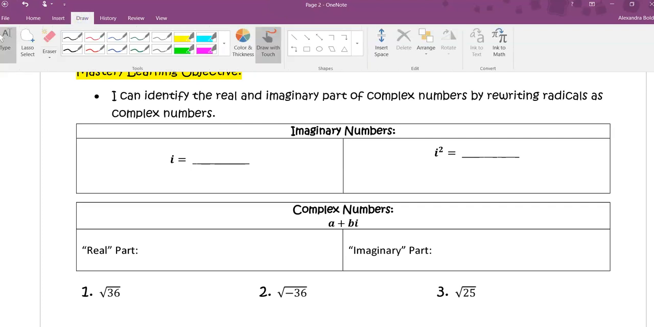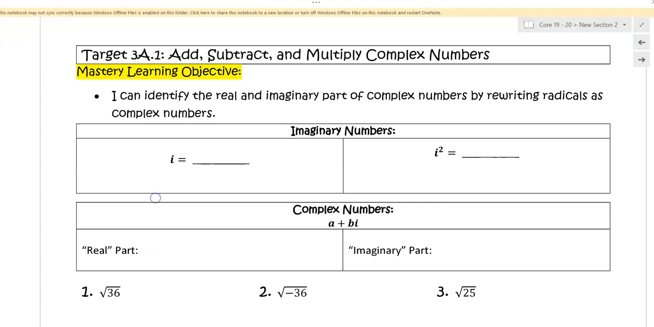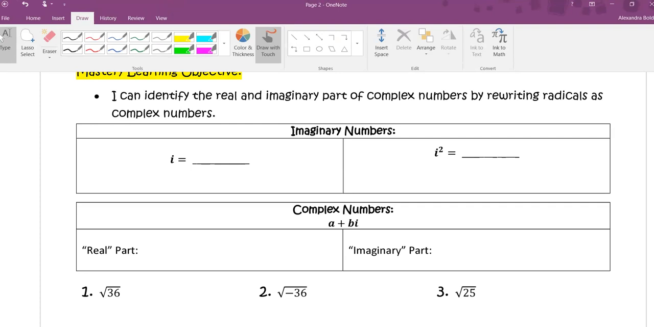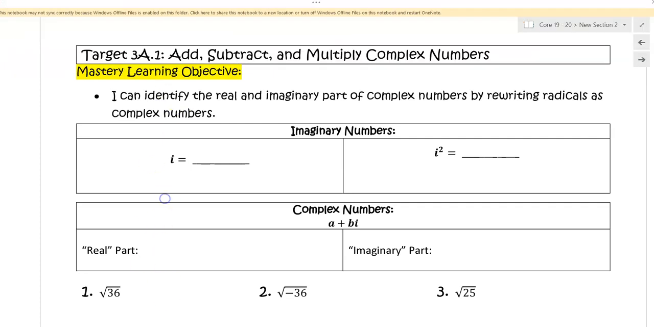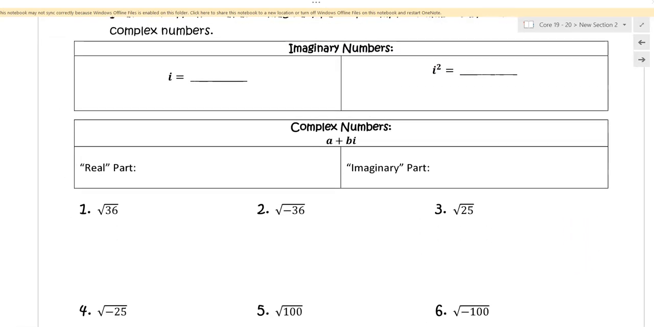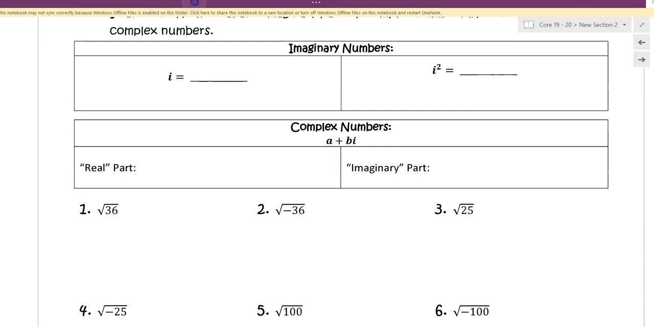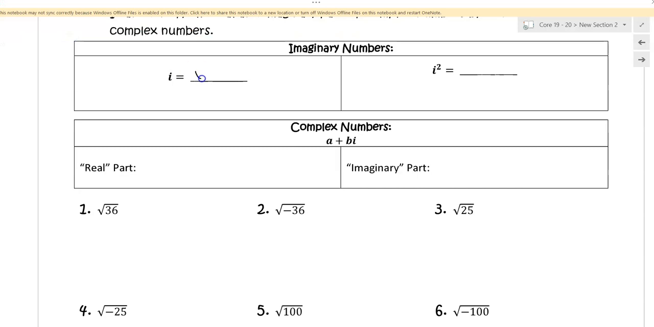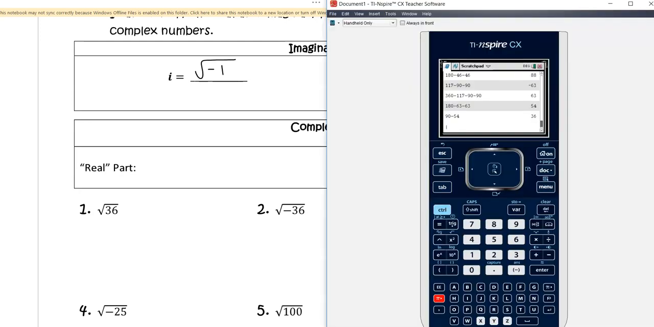So, looking at this, we have this thing called imaginary numbers. Our imaginary number is represented by the square root of -1. We cannot take the square root of negatives, and that's why we call it imaginary. It doesn't actually exist, but it helps us do a few things.